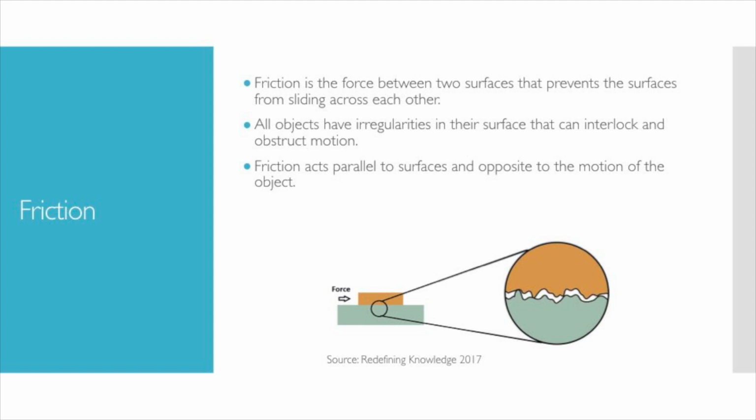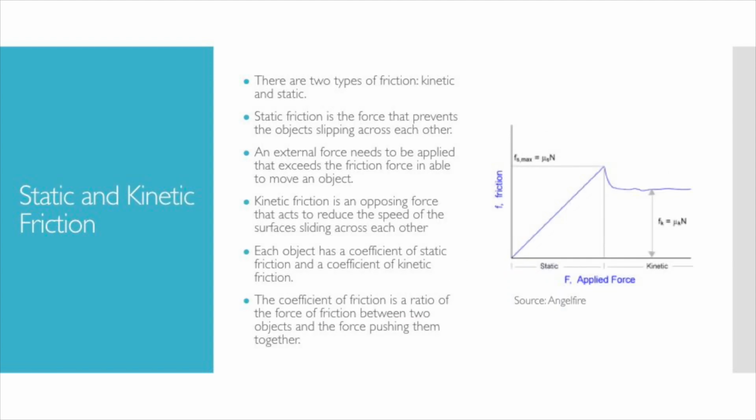Friction forces act parallel to the surfaces and opposite to the motion of the object. Friction depends on the object and the smoothness of the surfaces. Static friction is the force that prevents objects from slipping across each other. In order for static friction to be overcome, an external force that exceeds the friction force must be applied to the object. Kinetic friction is the opposing force that acts to reduce the speed of the surfaces that are sliding across each other. Each object has a coefficient of static friction and kinetic friction.